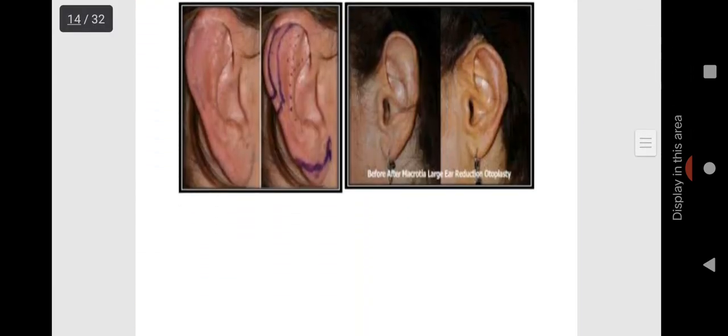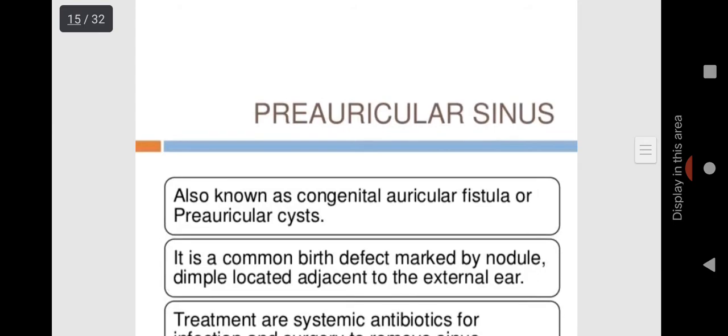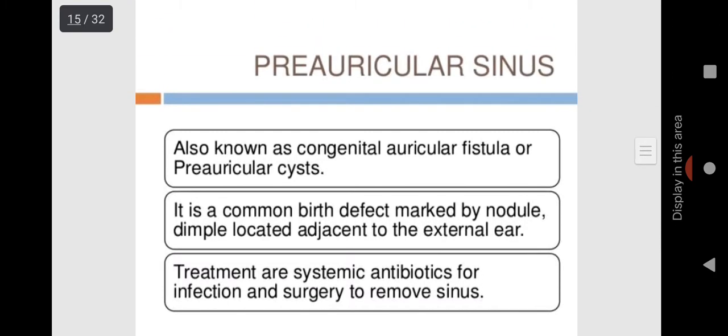Then next one, this is also a kind of polyotia. Then the next one is preauricular sinus.